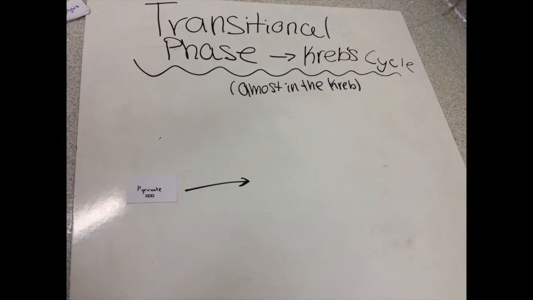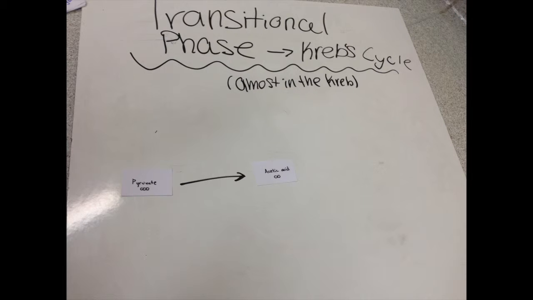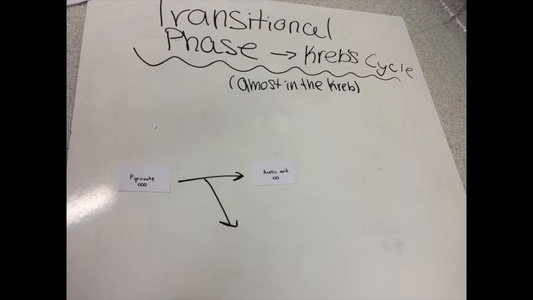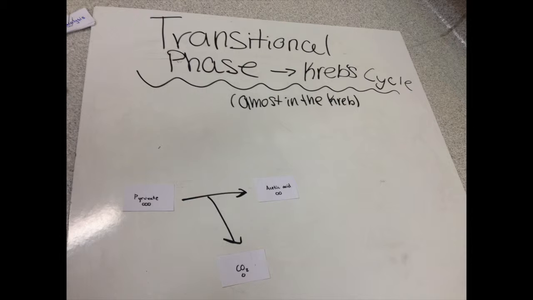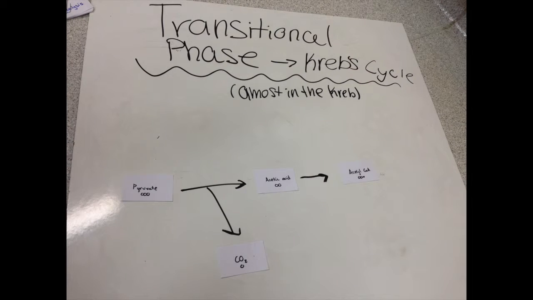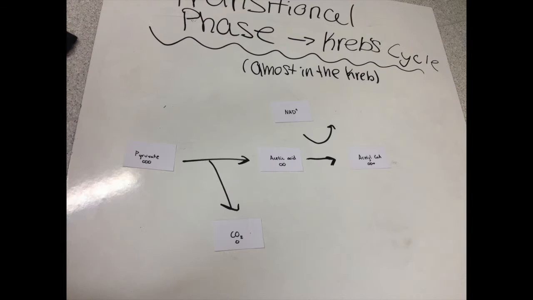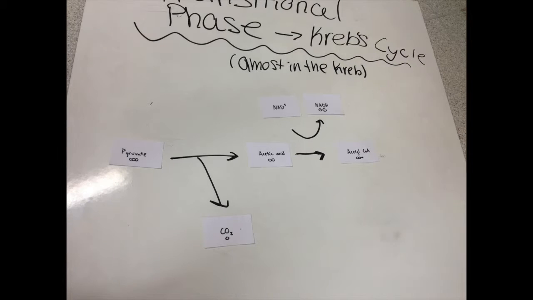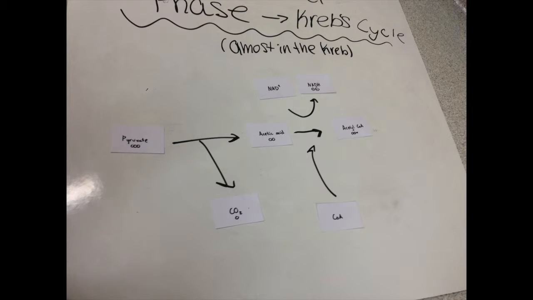Welcome to the transitional phase. Pyruvic acid turns into acetic acid with the byproduct of CO2. The acetic acid then turns into acetyl and is combined with CoA. With another byproduct, NAD+ turns into NADH.